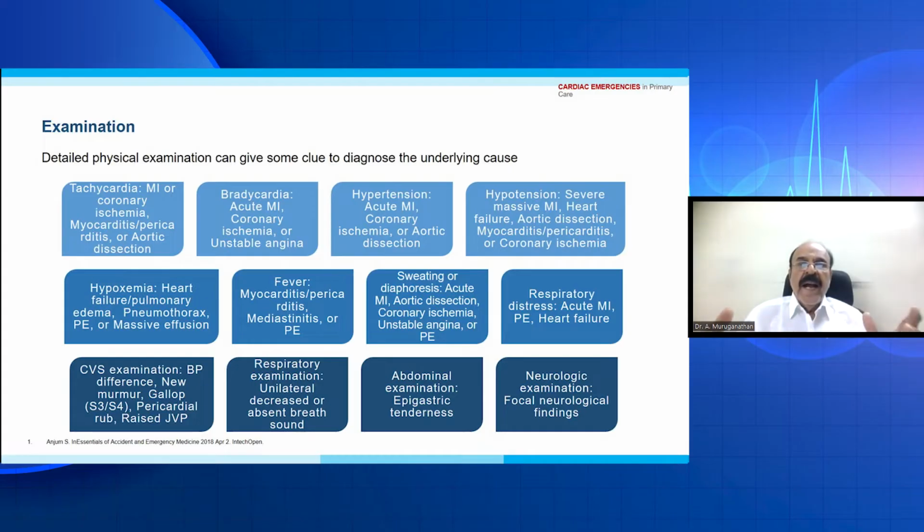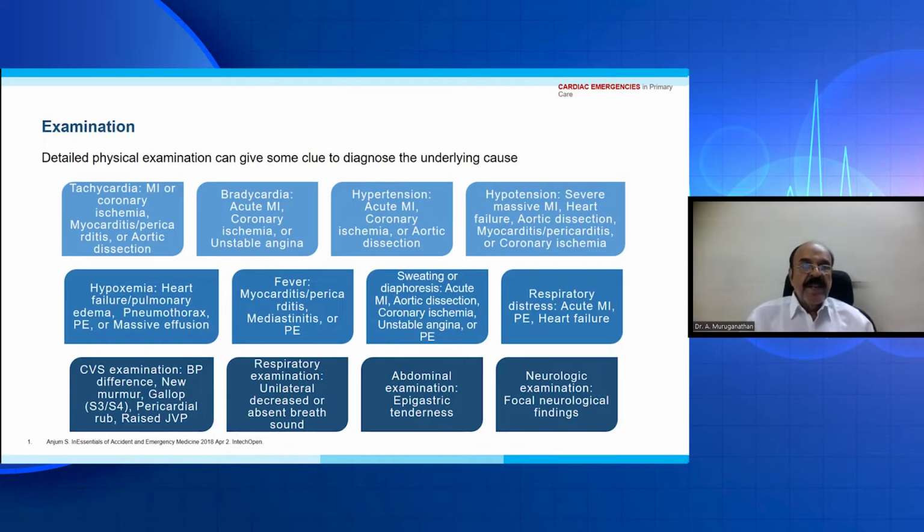Hypertension: acute MI, coronary ischemia or aortic dissection. Hypotension: severe massive MI, heart failure, aortic dissection, myocarditis, pericarditis, and coronary ischemia. So when you check the blood pressure, when there is hypotension or hypertension, you must correlate all these diagnoses. When there is hypoxemia, it may be due to pulmonary edema or heart failure, pneumothorax, or pulmonary embolism or massive effusion. If there is a fever, usually myocarditis and pericarditis; even after myocardial infarction, one can get fever; also mediastinitis and pulmonary embolism. Sweating, diaphoresis: acute MI, aortic dissection, coronary ischemia, unstable angina. You may have respiratory distress in acute MI or pulmonary embolism or heart failure.